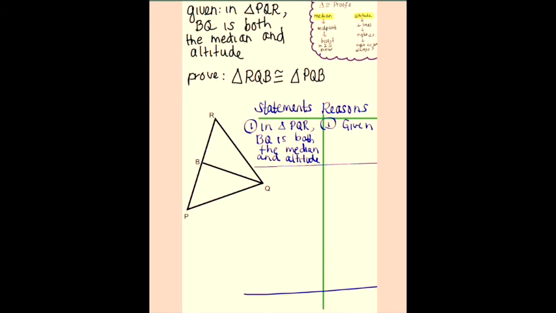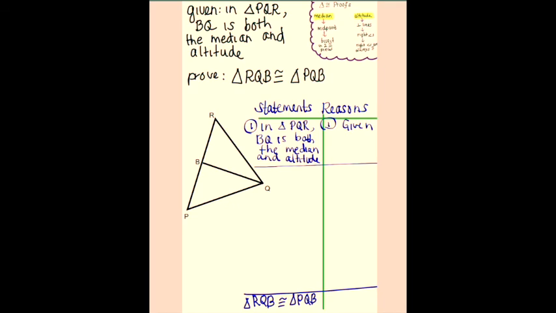So, using my 8 easy steps, I'm going to read the question. Given in triangle PQR, BQ is both the median and the altitude. Prove that triangle RQB is congruent to triangle PQB. So I'm going to write RQB is congruent to triangle PQB. So now I read the question, created a statements and reasons chart, copied down my given word for word, and I skipped some space to copy down what I was trying to prove.